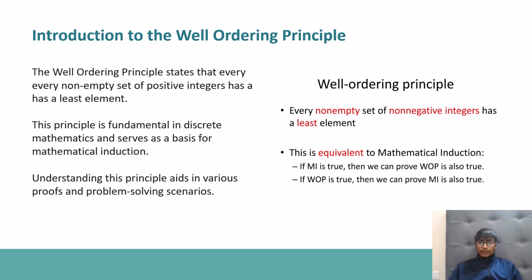Well-ordering principle: every non-empty set of non-negative integers has a least element. This is equivalent to mathematical induction. If MI is true, then we can prove WOP is true. If WOP is true, then we can prove MI is also true.